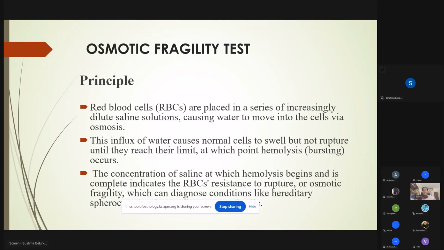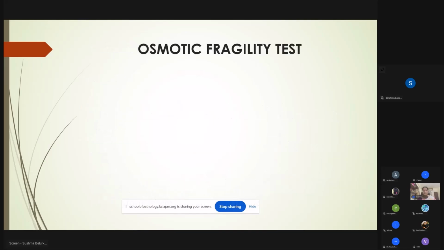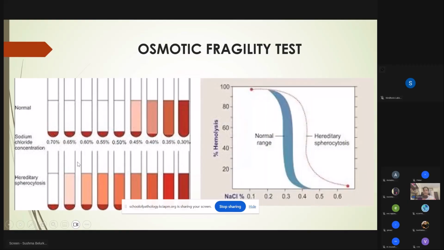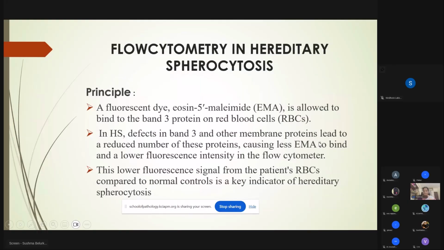the centers. So red blood cells are placed in increasingly serial dilutions of saline, which causes water to move into the cells, and this will cause swelling of the RBCs. It basically measures the resistance of the RBCs to rupture, which will be increased in conditions like hereditary spherocytosis. So this is how it is done. You can see this is a normal control where the hemolysis starts later, whereas in hereditary spherocytosis, it will start early. And this is the graphic representation where we measure the optical density of the solution and plot the graph. So in hereditary spherocytosis, the graph will move towards the right.